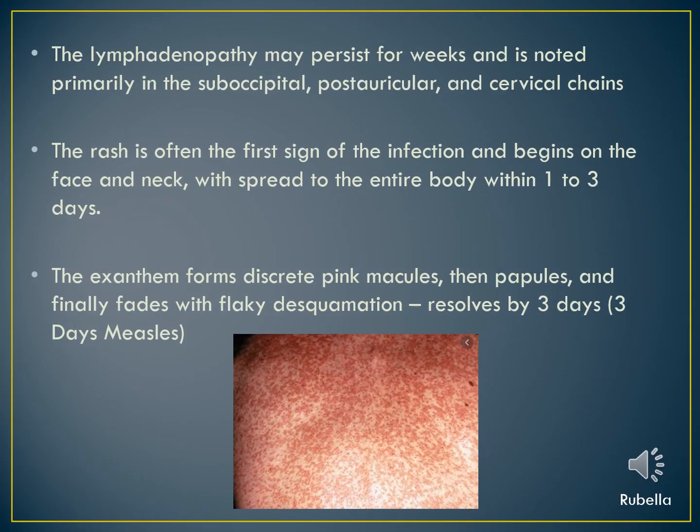The lymphadenopathy may persist for weeks and is noted primarily in the suboccipital, postauricular and cervical chains. The rash is often the first sign of infection and begins on the face and neck with spread to the entire body within 1 to 3 days. The exanthem forms discrete pink macules, then papules, which finally fade with flaky desquamation. Facial involvement often clears before the rash completes its spread to the lower body areas. Generally, the rash completely resolves by day 3, hence it is called 3 days measles.